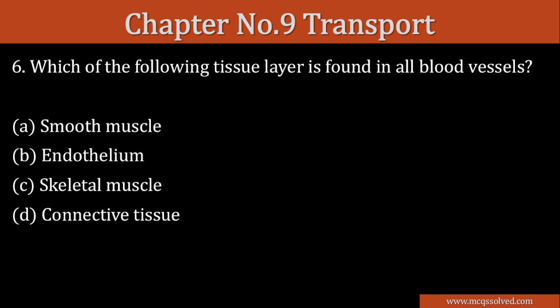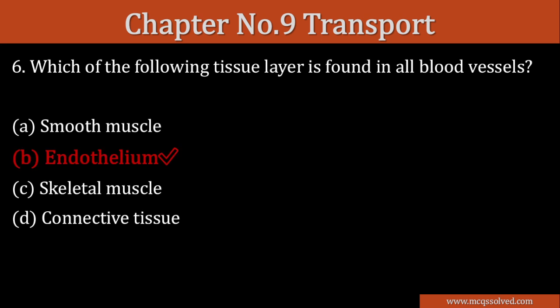Which of the following tissue layers is found in all blood vessels? Smooth muscles, endothelium, skeletal muscles, connective tissue. So the right option is endothelium.